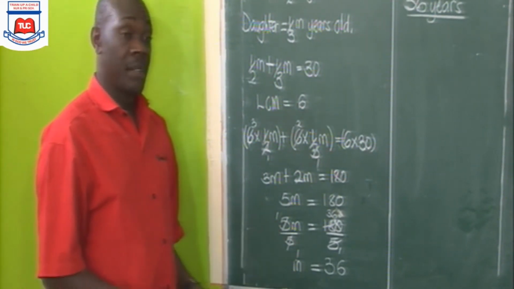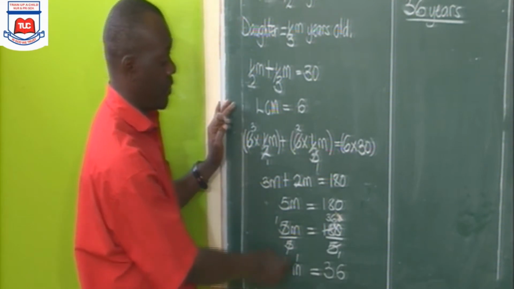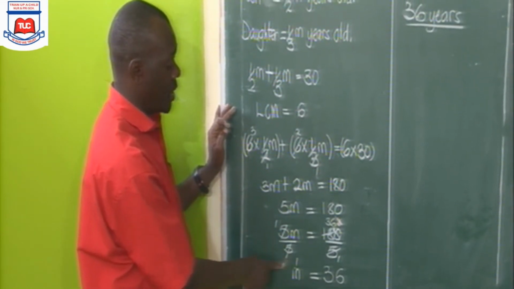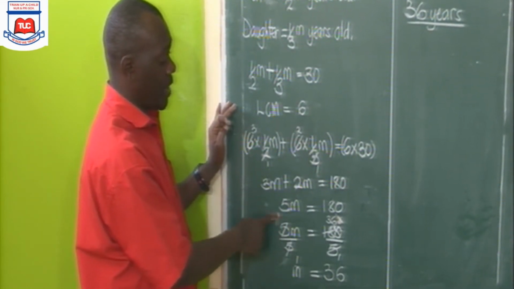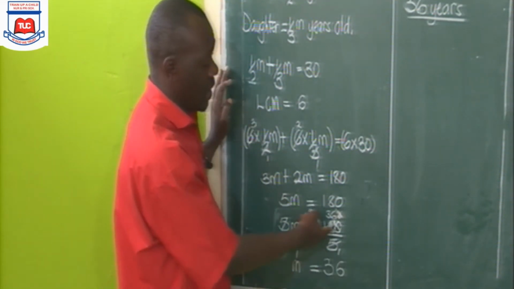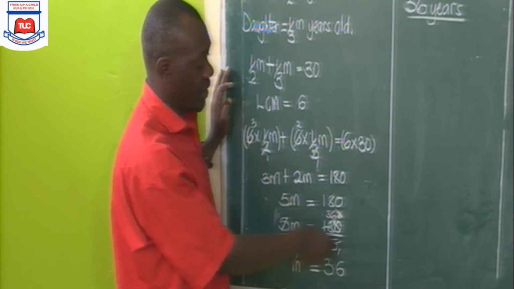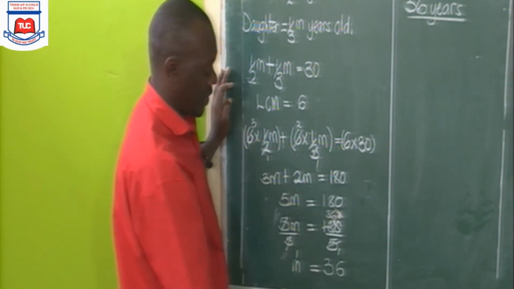Then divide both sides by 5. 5M divided by 5 equals 180 divided by 5. 5 by 5 is ones, and 5M divided by 5 is M. Then 18 divided by 5 is 3, remainder 3. Now 30, 30 divided by 5, you get 6.